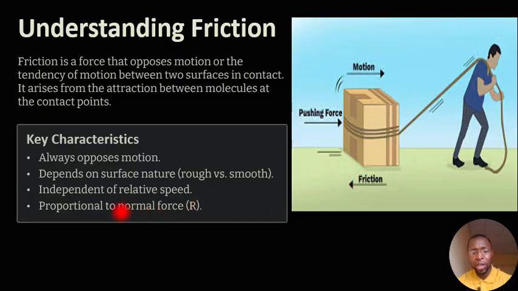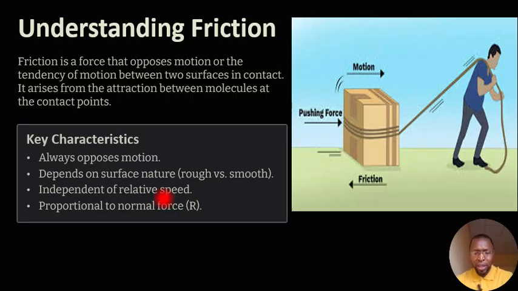And lastly, friction is proportional to normal reaction. What is normal reaction? Normal reaction is always a force that acts perpendicularly upward on an object. So, as normal reaction increases, the frictional force will also increase. These are the four characteristics of friction when it is acting between two surfaces in contact against their motion.